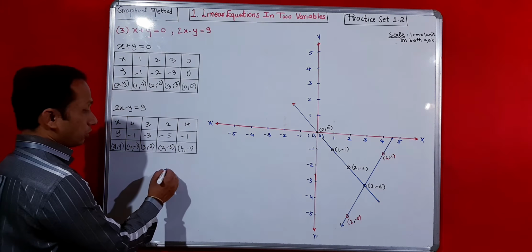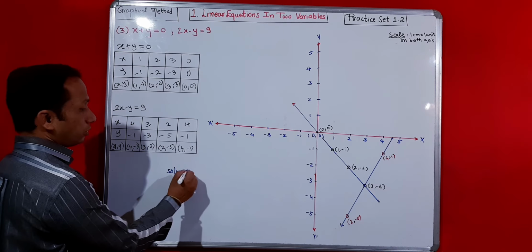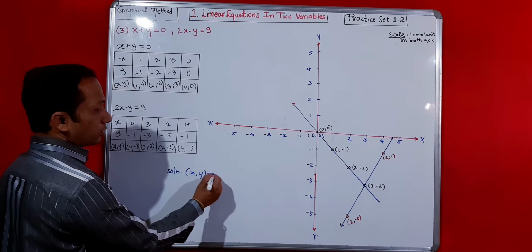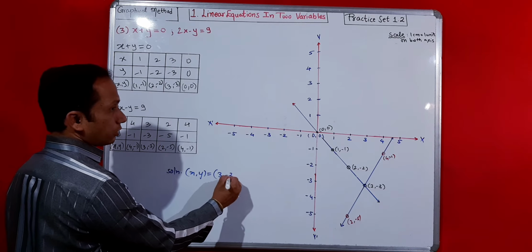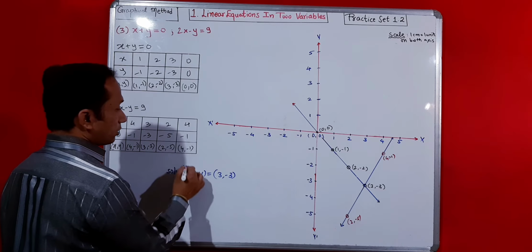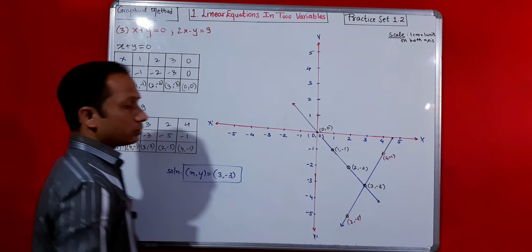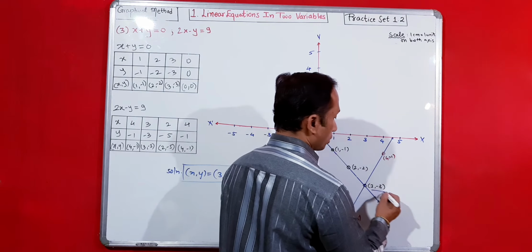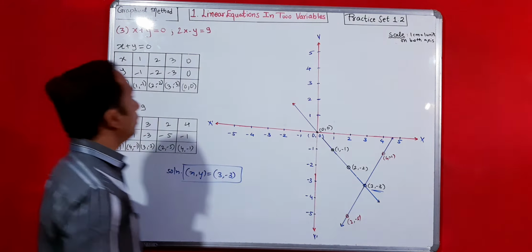So the solution will be x, y is equal to 3, minus 3, because x is the first coordinate and y is the second coordinate. Okay, so this is the solution. In this way you have to draw the graph.